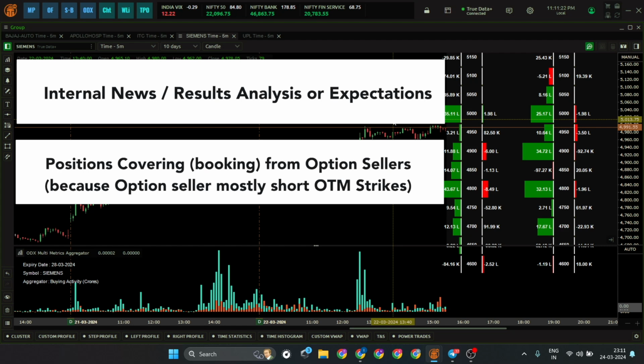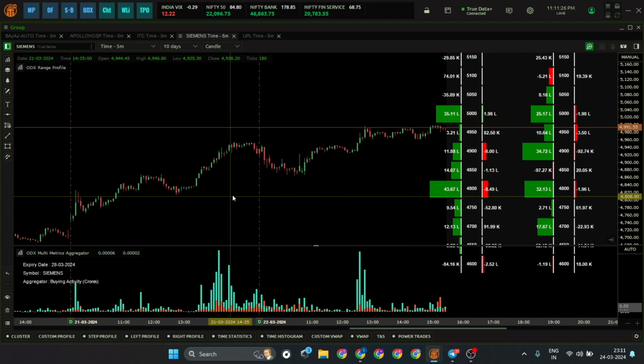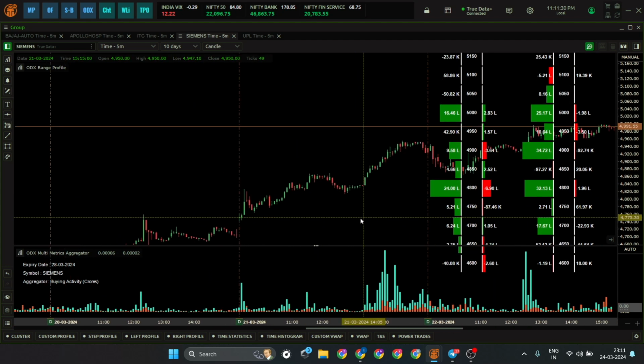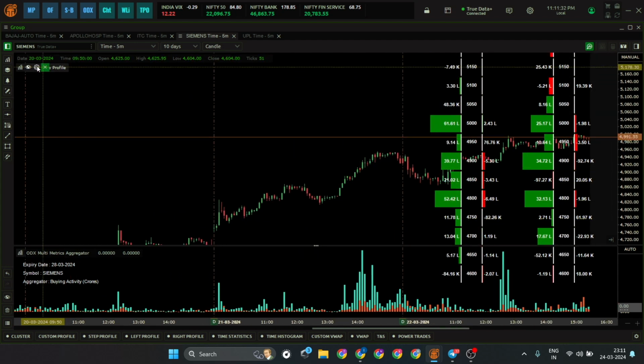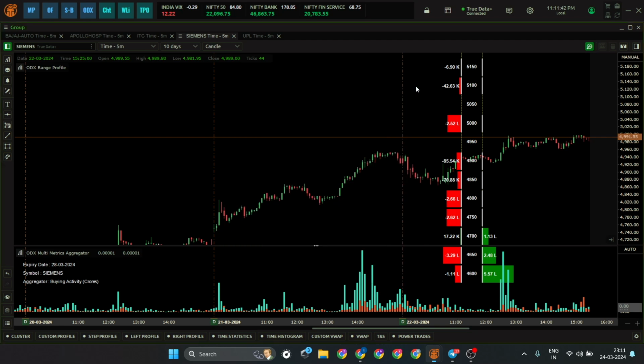So we have discussed now. The main question is how to identify that. Let me show you some scripts. Okay, let me talk about this script only. If you see this, we are seeing two profiles here, right? In the first profile we have selected candle, in the second profile we have live position. So I am keeping only one profile here.